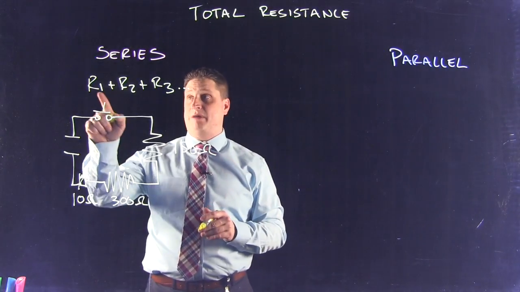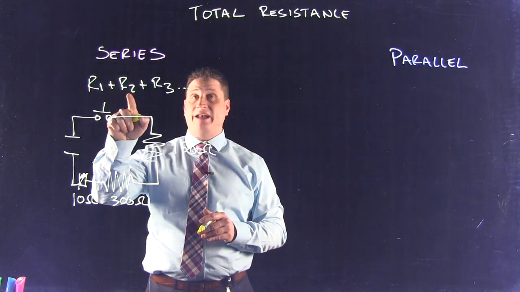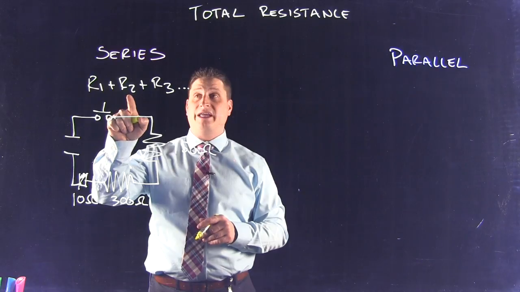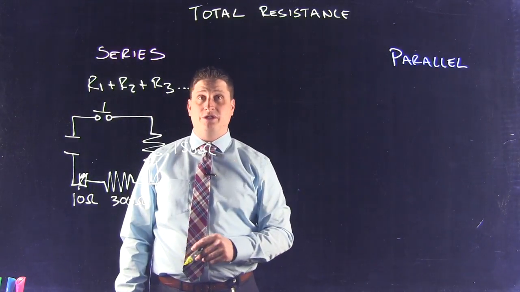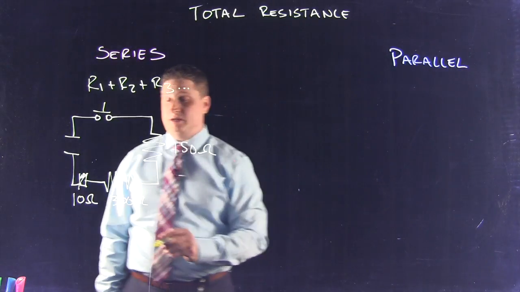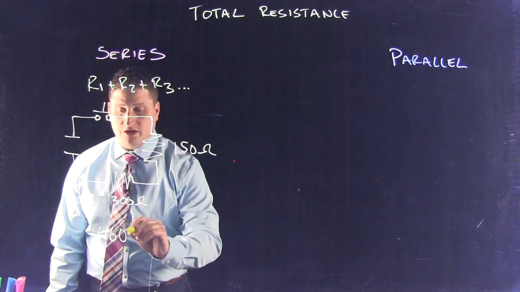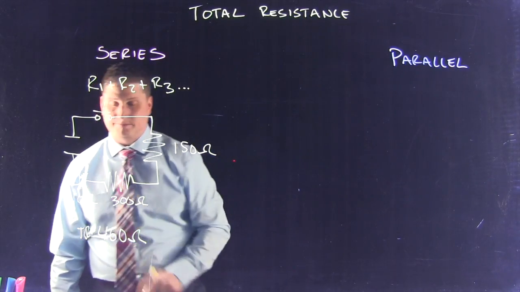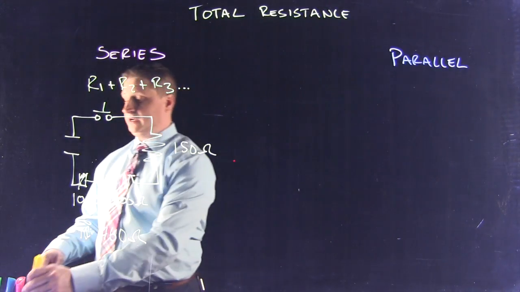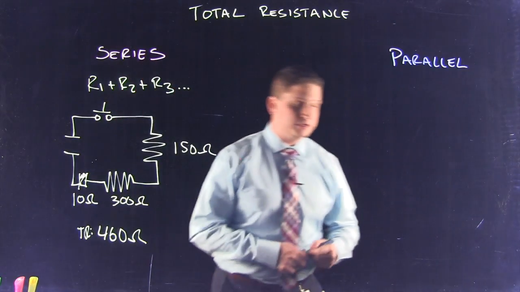All I'm going to do is take my first resistance value, add it to my second resistance value, and again adding that to my third resistance value. So 150 plus 300 is 450, plus the 10 is 460 ohms total resistance.